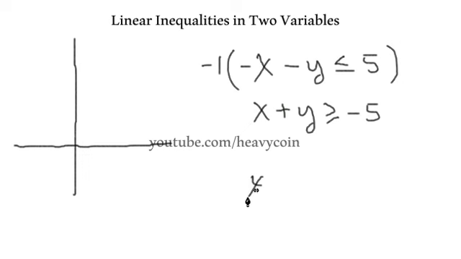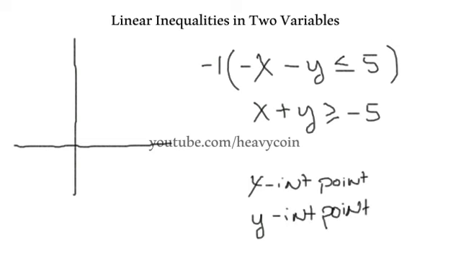So we want to find our x-intercept point and our y-intercept point. We want to find both these points, and then we can draw a line through both points. So to find the x-intercept point, we're going to remember that's where it crosses the x-axis, so we're going to let y be 0. So this is going to be x plus 0 is greater than or equal to -5. But this ends up becoming, now just forget about the inequality here, pretend this is an equal sign. So x is -5.